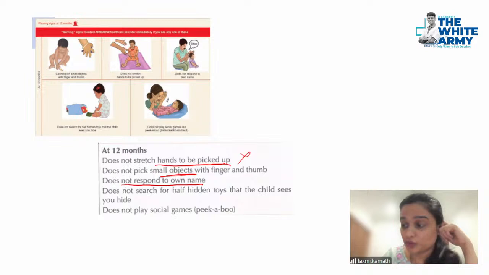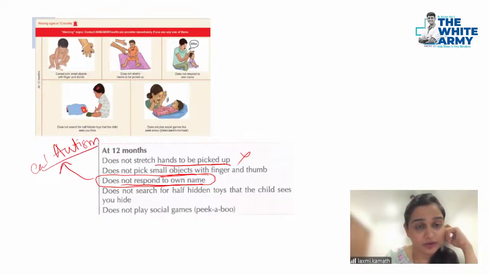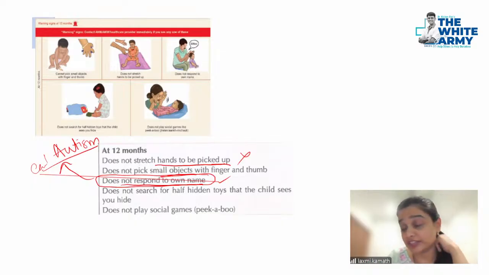Now, does not respond to own name is a very important red flag at 12 months, because this can be your earliest sign of autism. So no response to name can be an earliest sign of autism, meaning the child is so involved in his own play, self-play, that he is not responding to his own name. So there is a very important red flag sign that you all have to remember.